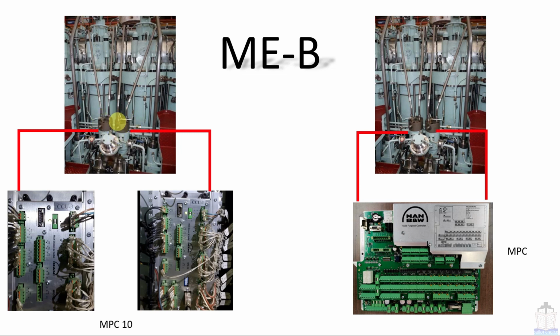So now in MEB, if I use MPC 10, then I have to use two MPC 10, one for each booster unit, whereas if I use MPC, then I have to use only one MPC for both these booster unit. So in that way I can save lot of money by using this MPC, because I have to use only one, whereas in case of MPC 10 I have to use two.